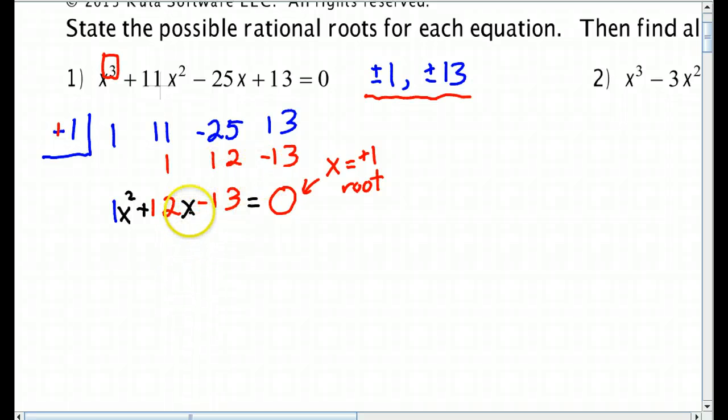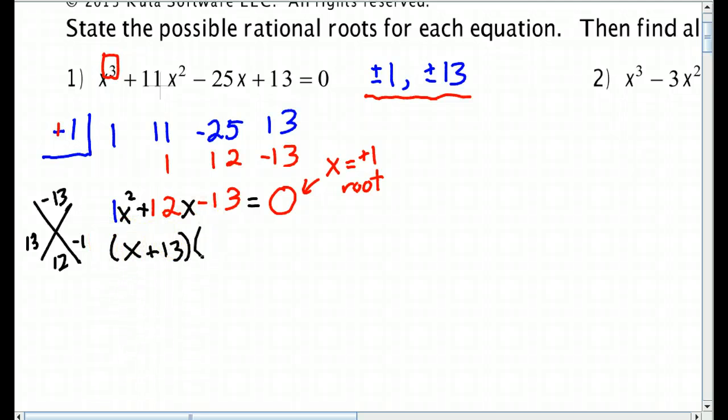So do you know how to solve that? And how do you want to solve that? So you have a choice. You can use the quadratic formula, you could complete the square, you could do factoring. Yeah, try factoring first. Does it work? What 2 numbers multiply to -13 and add to 12? What are they? 13 and -1. x plus 13, x minus 1. Solve them.